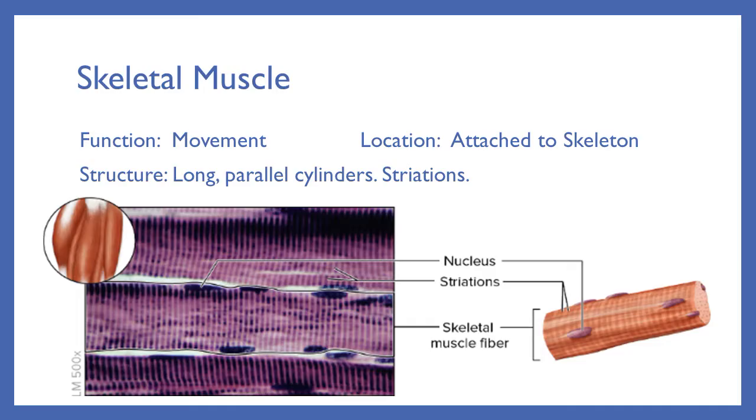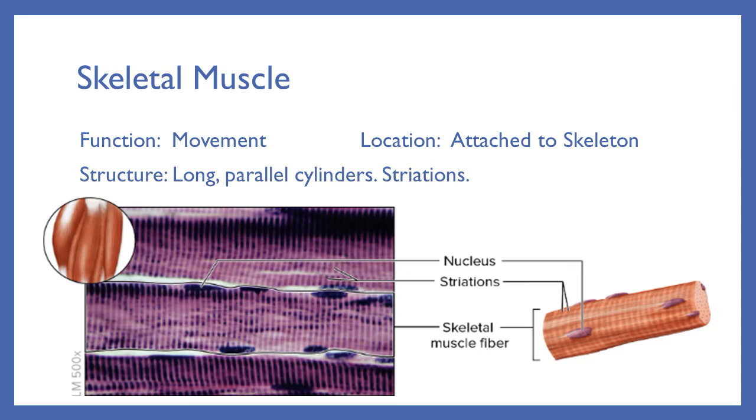Skeletal muscles are the example of our voluntary muscles. These allow for movement, and we find them attached to the skeleton itself. In shape, they are long, parallel cylinders with a lot of striations. Nuclei are present, but they are squished to the outer perimeter of the muscle cell due to the inside being filled up with the contractile elements.